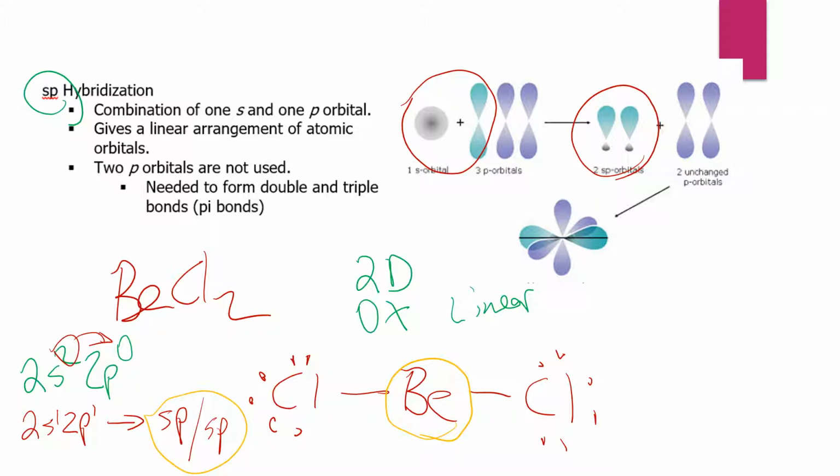So again, when you have bonding in 2 directions, it is sp. If you have bonding or electrons in 3 directions, it's sp2. And if you have bonding in 4 directions, it's sp3.